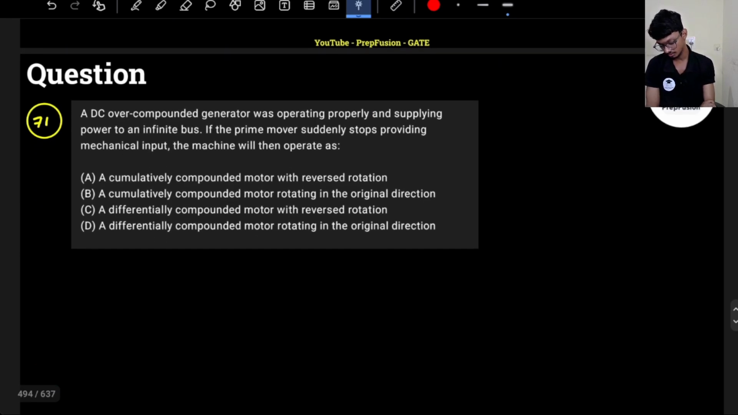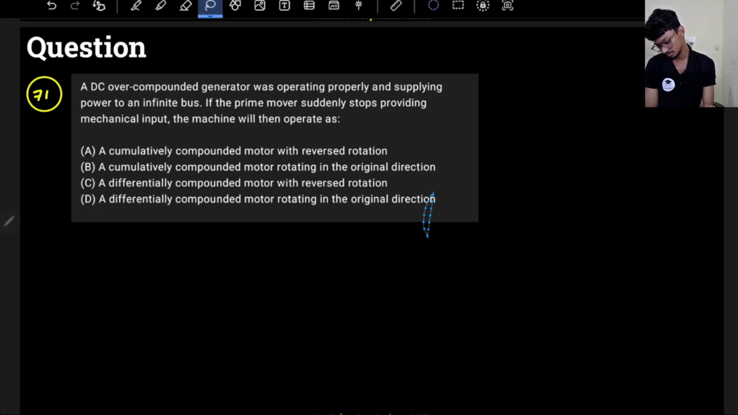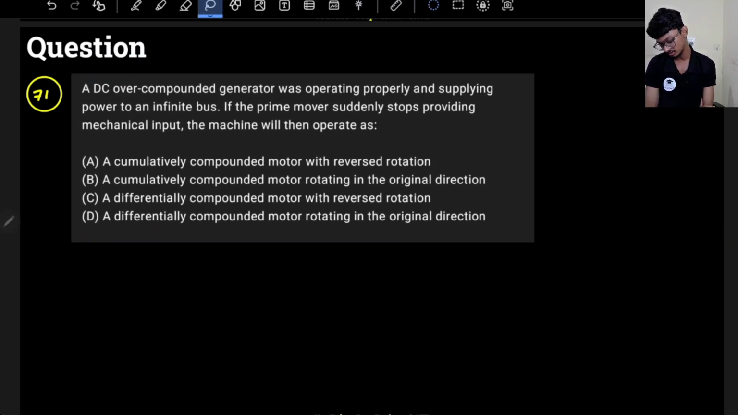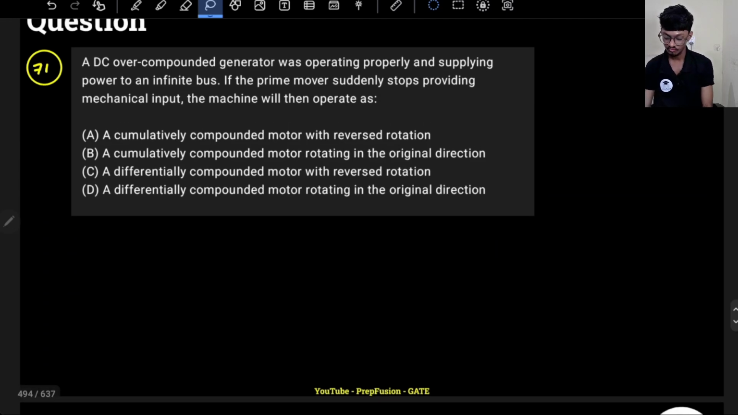Okay, now let's solve this question. What are they telling us? So here a DC over compound generator was properly supplying power to an infinite bus. If the prime mover suddenly stops providing mechanical input, the machine will operate as what? Okay, the prime mover has suddenly stopped and it is an over compound generator, which was operating properly and supplying power to the infinite bus.